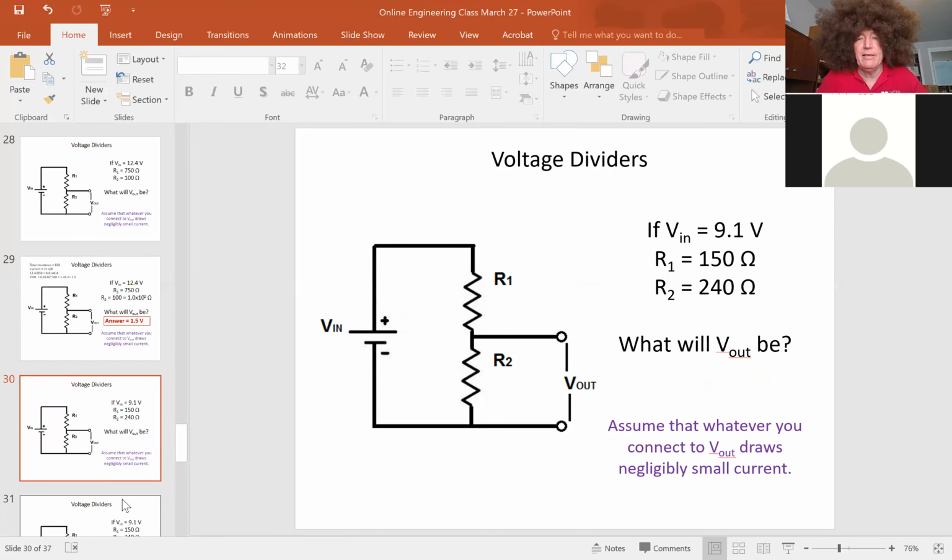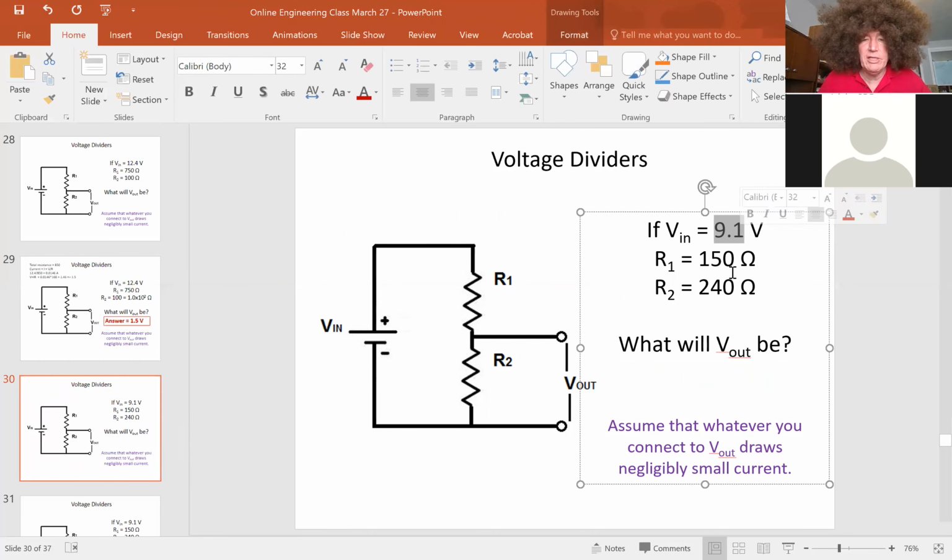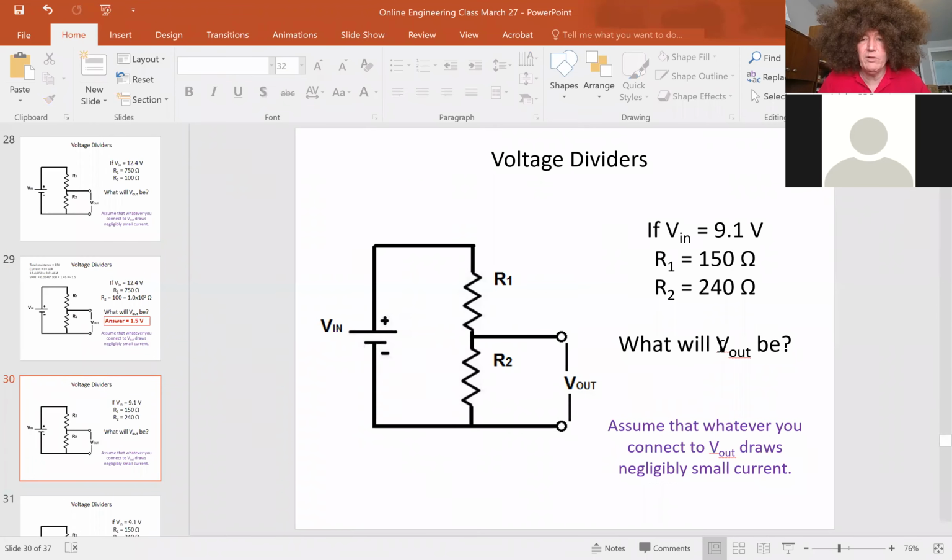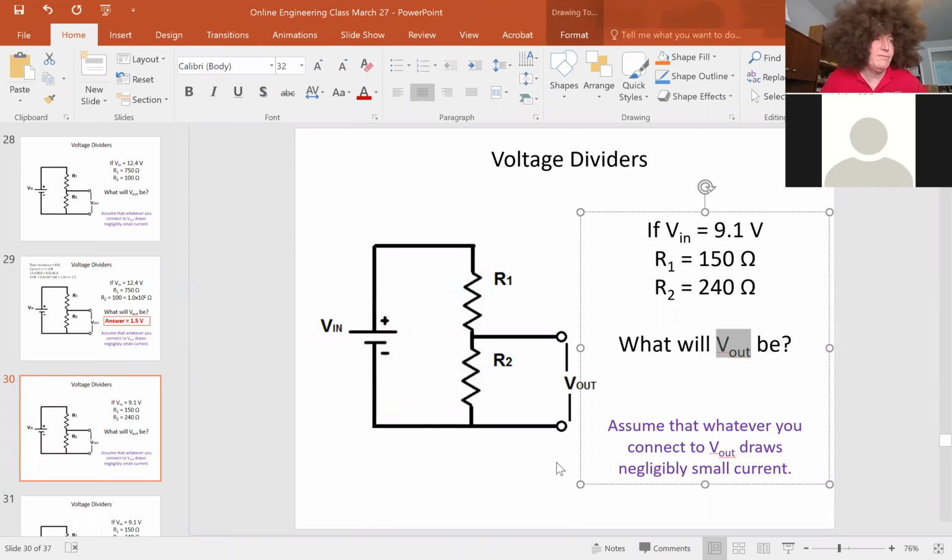Here's a new problem. The circuit looks exactly the same, except this time the values are different. This time our voltage is 9.1. The resistor up on top has 150 ohms of resistance. The resistor on the bottom has 240 ohms of resistance. So I want to know, what will V out be? I'll give you guys a minute. Let's see if you can figure out what the output voltage is going to be in this case.